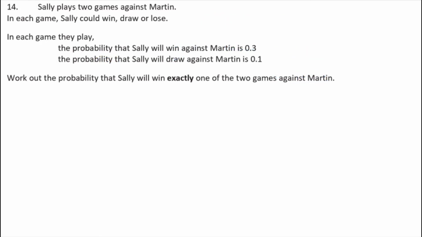196. Question 14. Sally plays 2 games against Martin. In each game, Sally could win, draw, or lose. In each game they play, the probability that Sally will win against Martin is 0.3. The probability that Sally will draw against Martin is 0.1. Work out the probability that Sally will win exactly one of the 2 games against Martin.